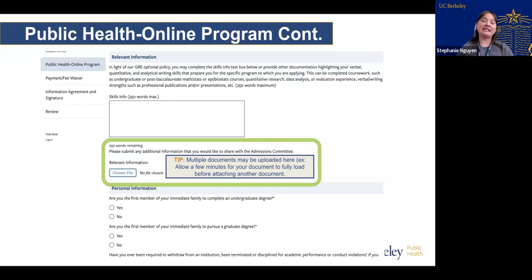Moving down here, you're going to see some personal information, and it might ask you some questions around, are you the first member of your immediate family to complete an undergraduate degree? So again, it's helping us learn our cohort and our applicants on a deeper level, so we can see if you have certain qualifications that maybe even can be helpful for scholarships or things of that sort. So the more information you provide us, the more it helps us with understanding our students, but also in other ways that we can support you.